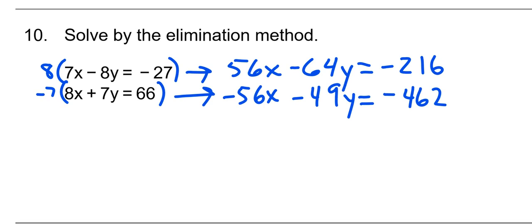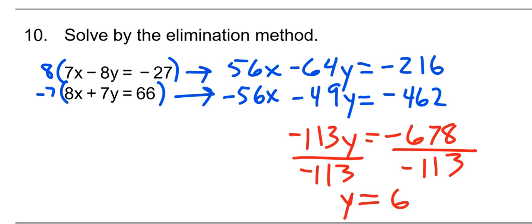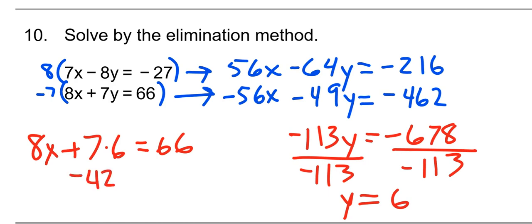All right, see if you can come up with your solution to this, if there is one. Hopefully you came up with a y value of 6. Awesome. So then we can pick our favorite equation. Mr. Marks, which one's your favorite equation? Okay, go with the bottom one. 8x plus 7 times 6 equals 66. Of course, we're going to subtract 42 because 7 times 6 is 42.